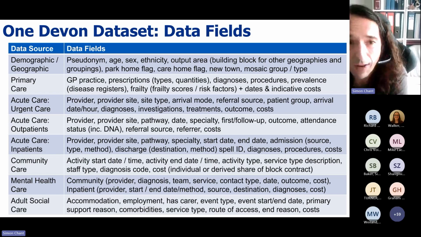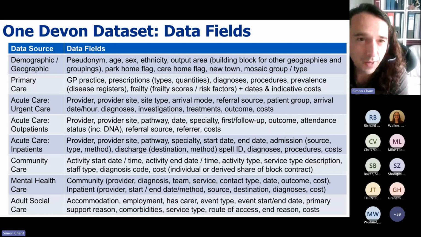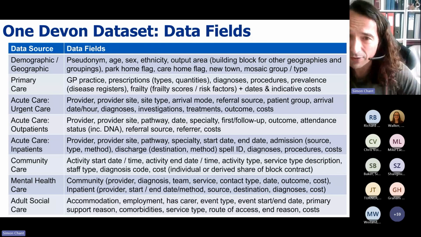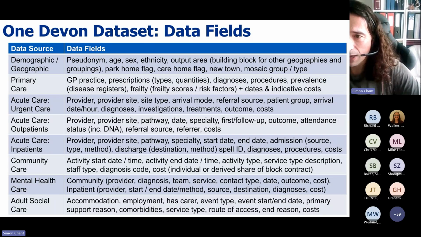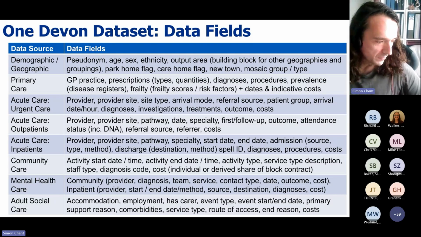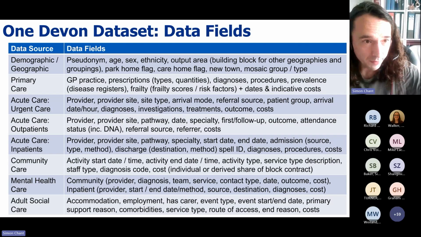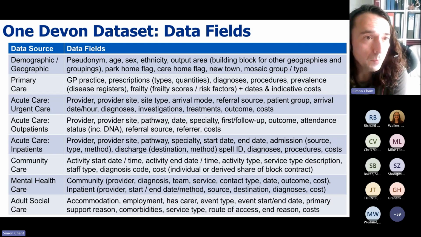But we also have flags in there for particular types of locations, so people living in park homes, in more temporary residential accommodation, which is really important for health inequalities in Devon, but also identifying those in care homes, as well as having demographic segmentation, Mosaic group and type.